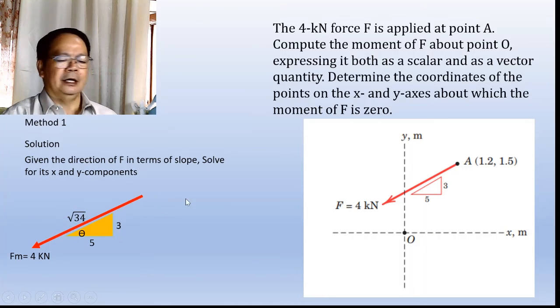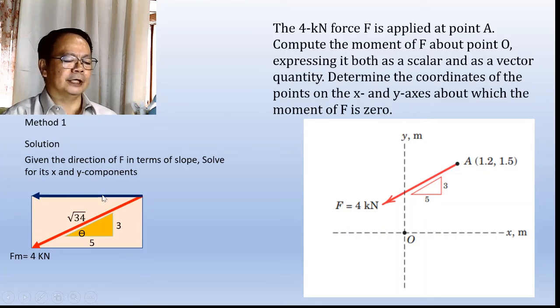Since that is x and y, we can get the parallelogram by drawing a rectangle. So this component of the rectangle will be our F sub x component, and its magnitude will be F sub m cosine of theta. What is this theta? The cosine of theta from this triangle will be 5 over the square root of 34, right? So when we substitute that, F sub x equals 4, the magnitude of F sub m, times cosine of theta, that is 5 over the square root of 34.